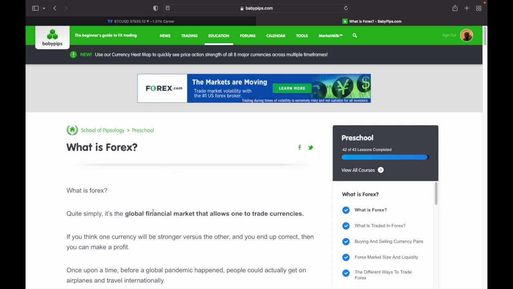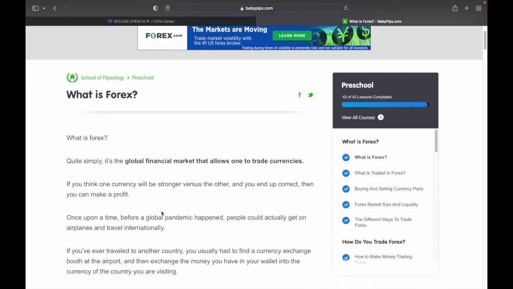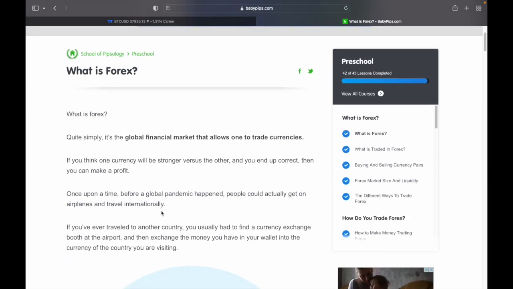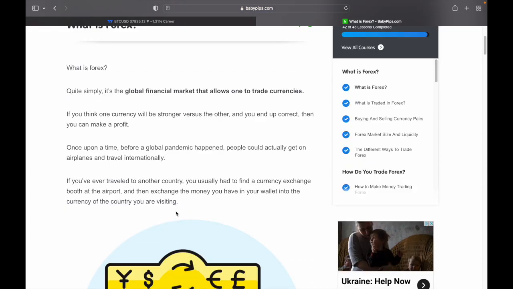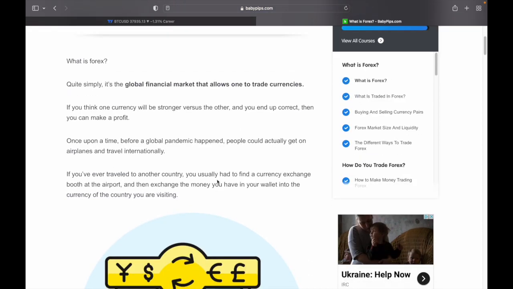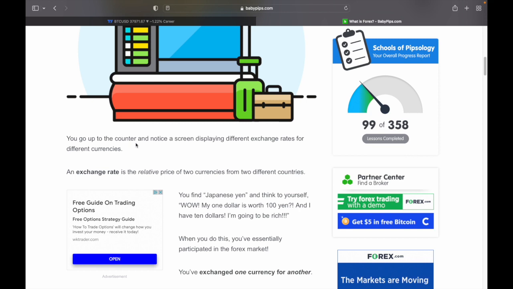Quite simply, it's a global financial market that allows one to trade currencies. I'm going to just read through the commentary, but it gives you enough dialogue to really learn what you need to learn. If you think one currency will be stronger versus the other and you end up correct, then you can make a profit. Once upon a time, before the global pandemic happened, people could actually get on airplanes and travel internationally. If you've ever traveled to another country, you usually had to find a currency exchange booth at the airport, then exchange the money you have in your wallet into the currency of the country you are visiting. You go up to the counter and notice the screen displaying different exchange rates for different currencies.